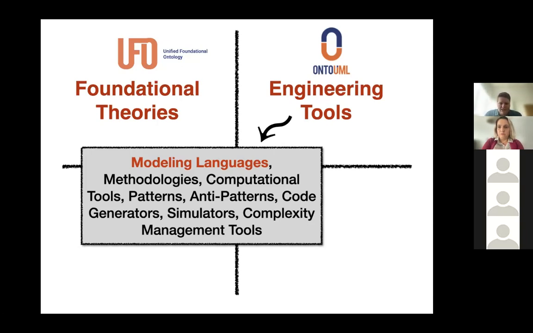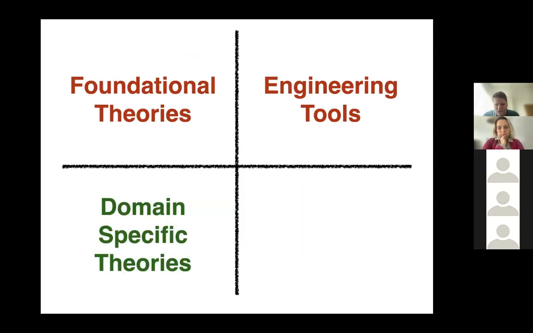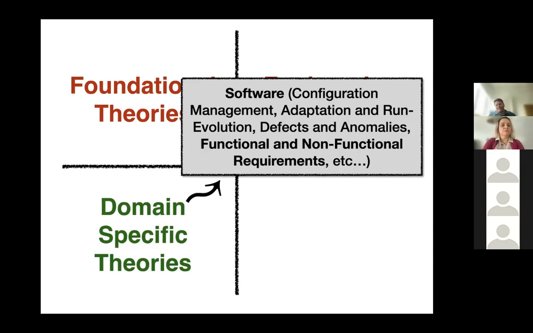So beyond this modeling language, we have developed methodologies, computational tools, patterns, anti-patterns, code generators, simulators for model validation, many different tools for complexity management, and even an approach for constraint learning that I'll mention later in the talk. Now, once we have these tools, this ecosystem of tools, we can use them to build domain-specific theories. And that's, again, what we have been doing for a long time in different domains, also to test all these different tools, right?